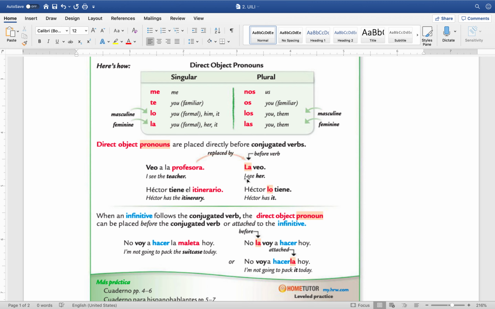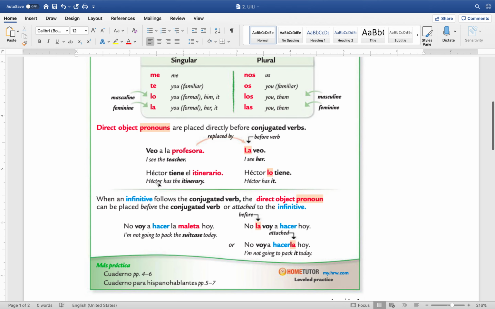So you see how in English, the direct object pronoun is at the end of the sentence. In Spanish, you're always going to place the direct object pronoun in front of the verb. In front of the verb. You're only going to do this when there's one verb involved, okay? In front of the verb.